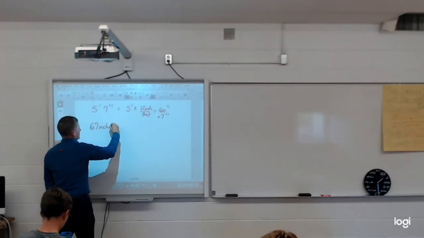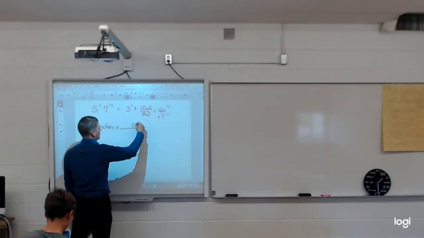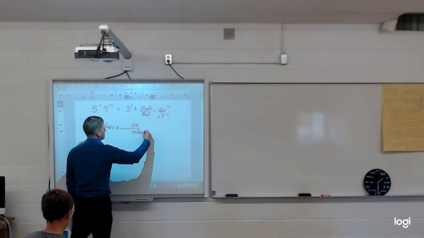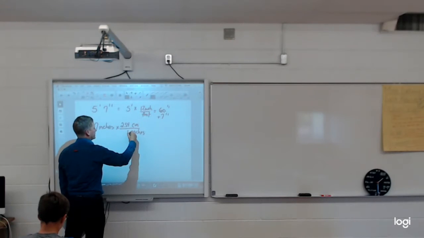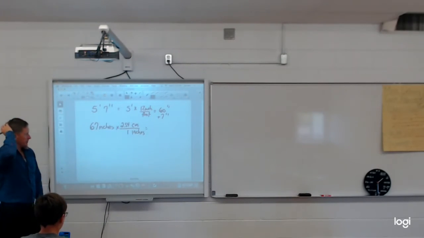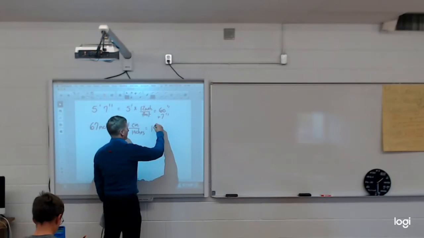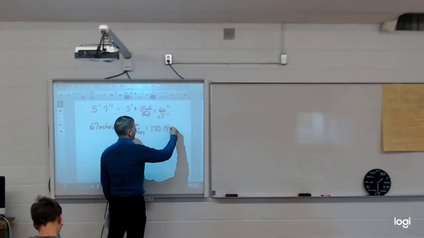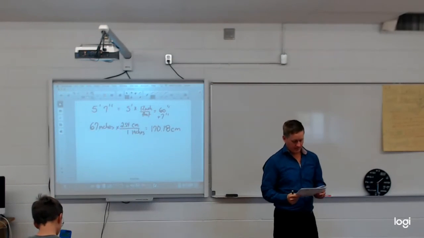67 inches. Okay, what's my ratio, Charlie? I want to go centimeters to inches. 2.54 centimeters to 1 inch. So now what am I going to do to finish this off? You're going to multiply 67 by 2.54. Excellent. Can you do that on your calculator for me? 170.18 centimeters. Okay, good work.